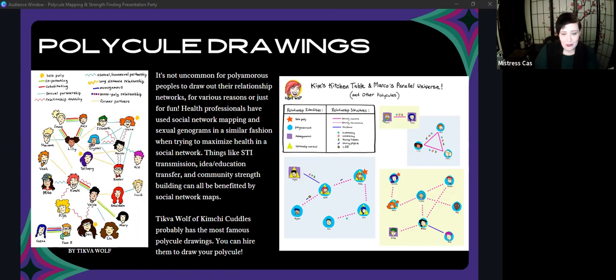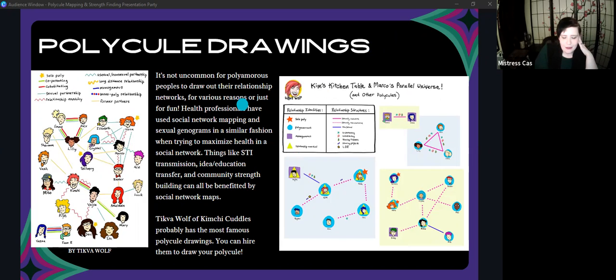But health professionals have used social network mapping and even sexual genograms, which are more about our families, for various reasons to maximize health within social networks. I come from an infectious disease epidemiology background, and I have used social network maps to understand the spread of disease within a social network. So I took that experience and made my own version of drawing polycule maps and diagrams. Some people call them polyconstellations. There are all sorts of names, and I think you should figure out which ones vibe with you in your world.